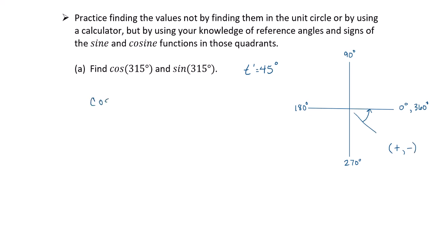So this means that the cosine of 315 degrees is going to be positive, and the sine of 315 degrees is going to be negative. And I think about just that reference angle of 45 degrees, and the value for cosine is square root 2 over 2. The value for sine is square root of 2 over 2, but I've already set that to be a negative for that fourth quadrant.